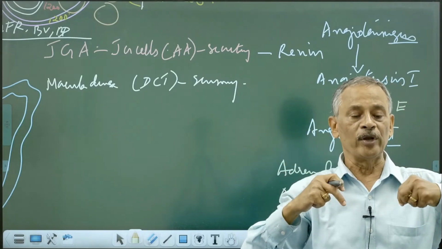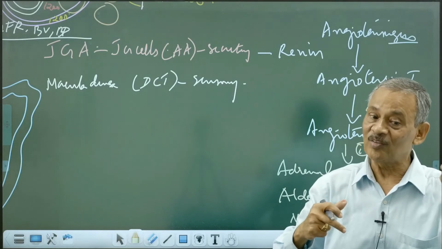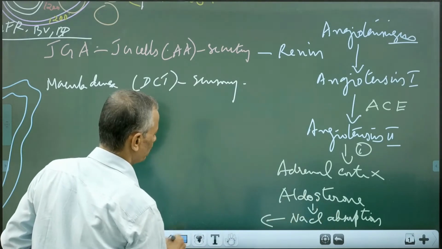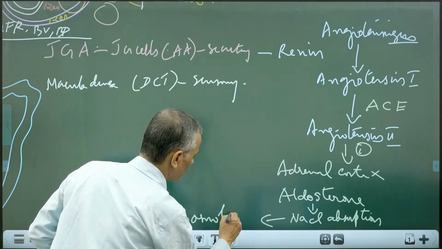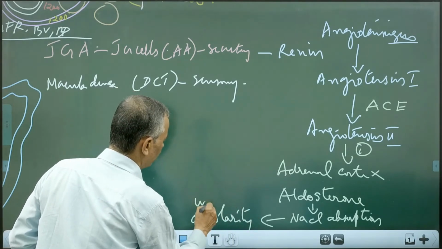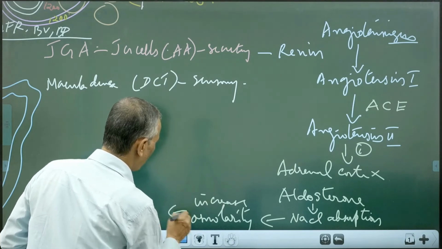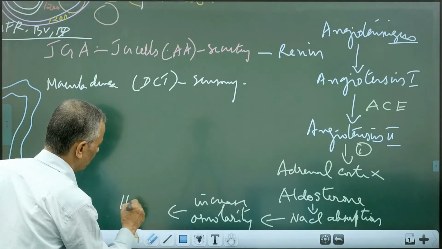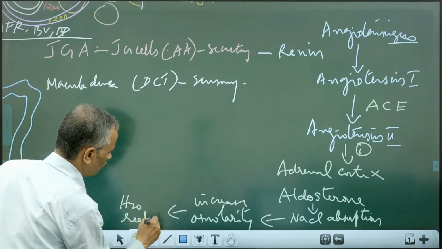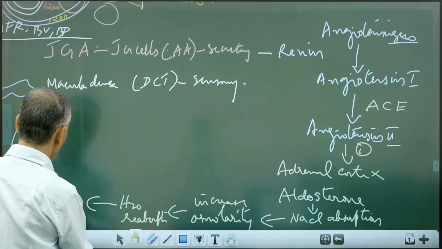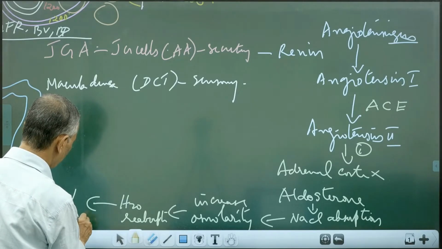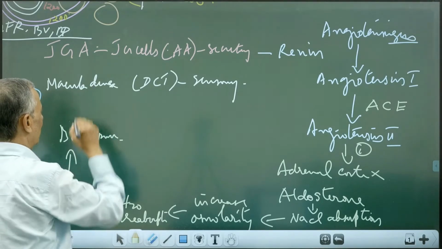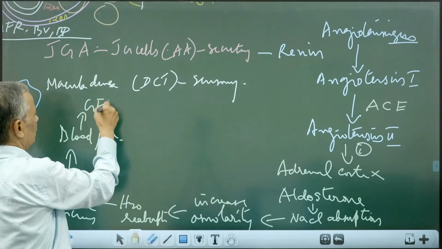When there is more sodium, what will happen? Osmolarity of the blood is increasing. Sodium absorption increases the osmolarity of the blood, and that will cause more water to be absorbed. So it will increase water reabsorption. Whenever more water is absorbed, blood volume increases. When blood volume increases, blood pressure also increases. When blood pressure increases, GFR is increasing.